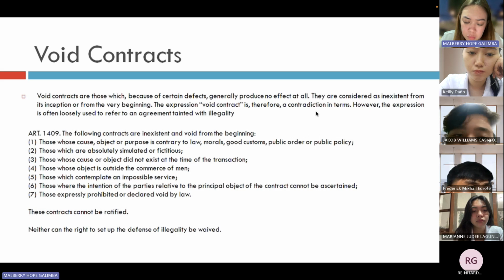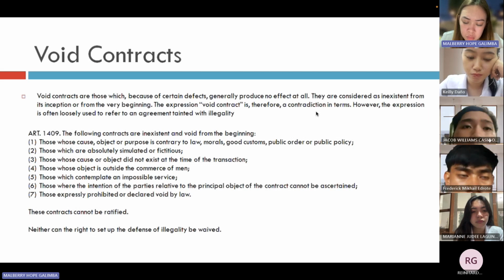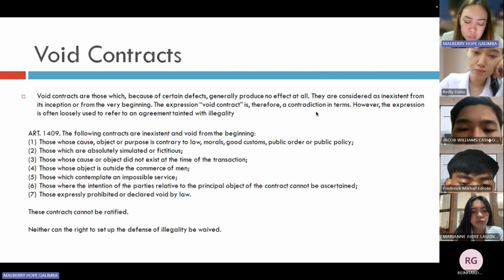So if the object is not subject to a commercial transaction, such as the selling of government property, because public property is not subject to a commercial transaction. You cannot sell that property because that property belongs to the government or belongs to the state.